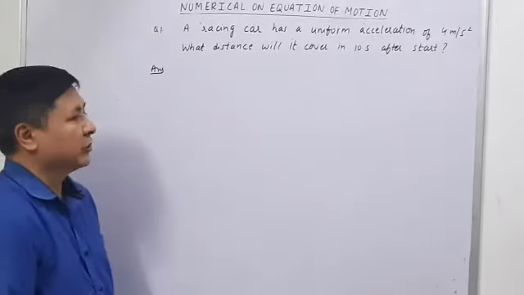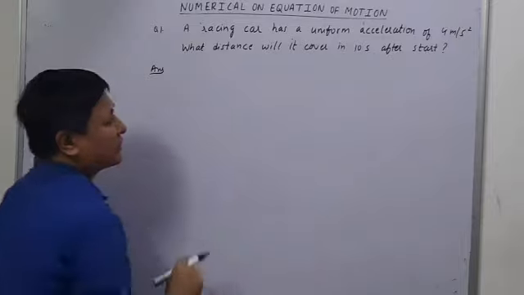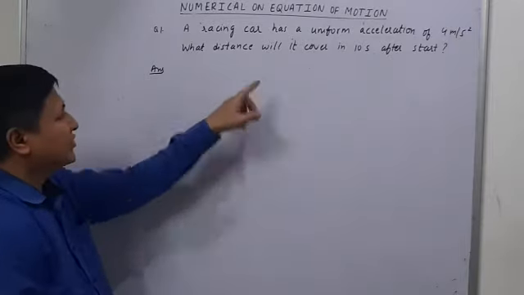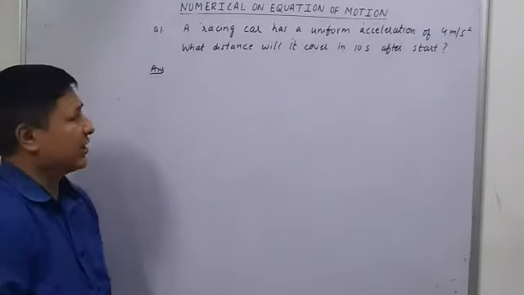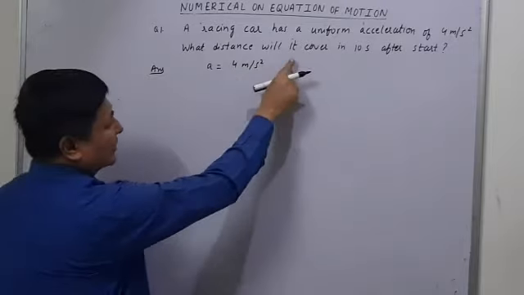Numerical based on equation of motion. A racing car has a uniform acceleration of 4 meter per second square. What distance will it cover in 10 seconds after the start? Now it is given in the question that acceleration is 4 meter per second square. What distance will it cover in 10 seconds?